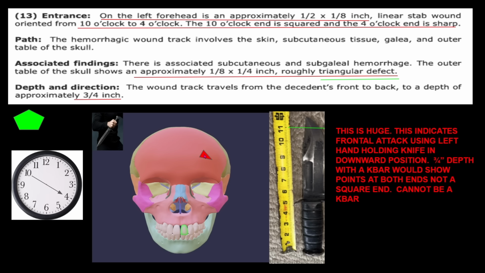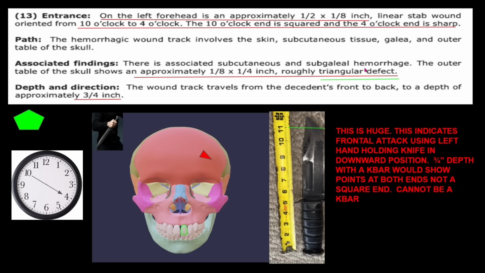A 3/4 inch deep wound on a K-bar would be right here. I mean, you would have 2 sharp points, not a square edge on one. You'd have to get 2 inches for this edge to square on a K-bar. A 3/4 inch deep wound, it cannot be a K-bar. That's definitive proof that this is not a clip point K-bar creating this wound at 3/4 of an inch with a squared end.